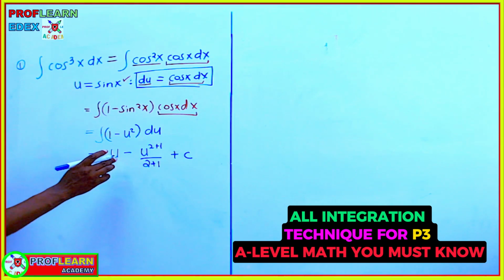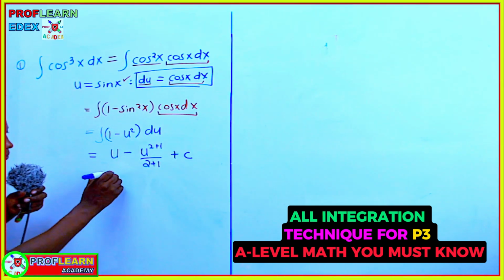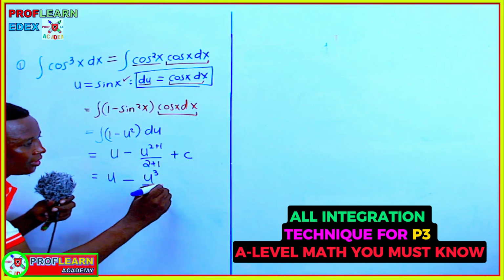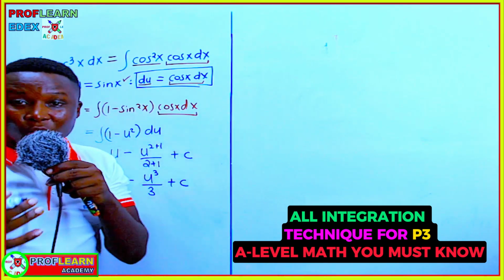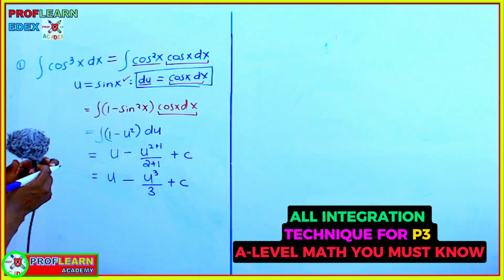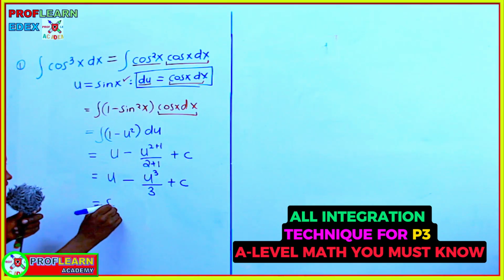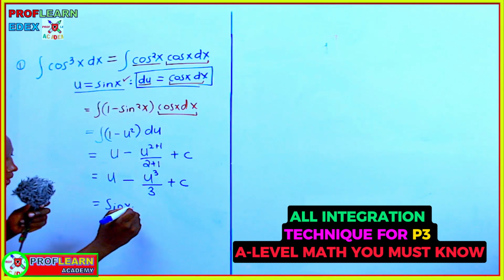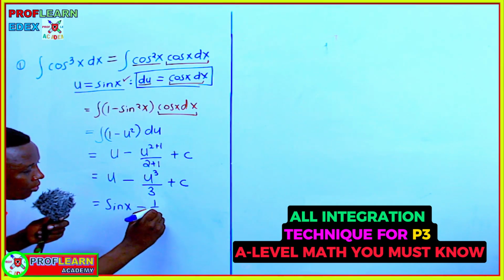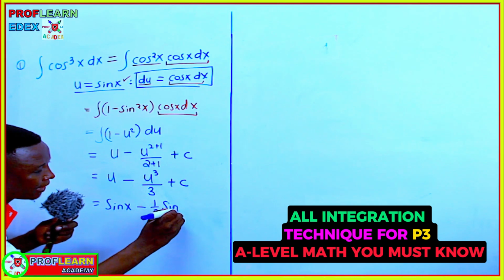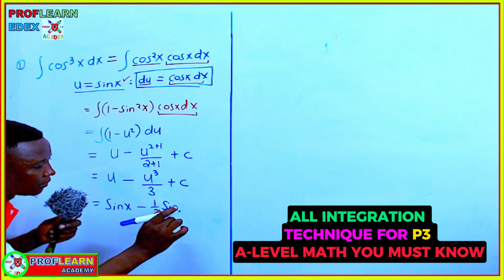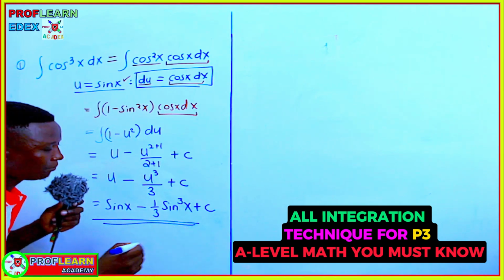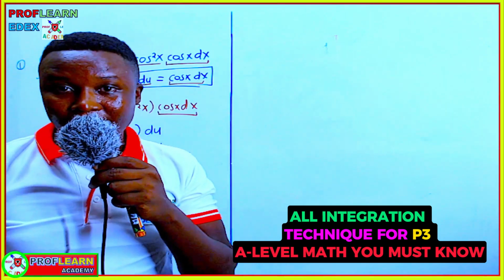Once you have your integral as u minus u cubed over 3 plus c, we are going to replace the u that we had said. This is going to be sine x, because our u was sine x, minus 1 over 3 sine cubed x, then plus c. This becomes the answer in that kind of situation.